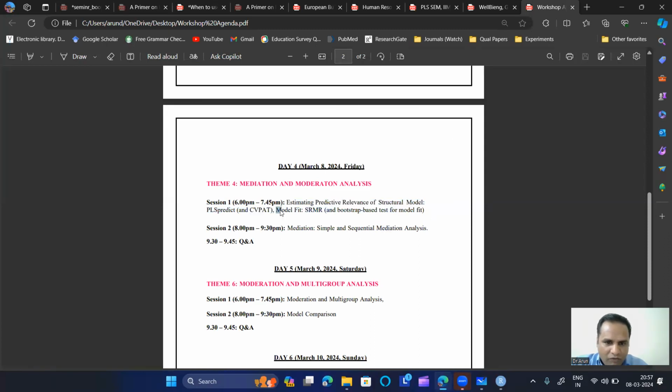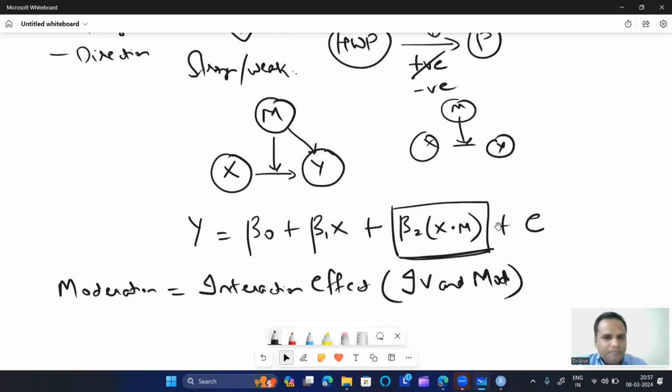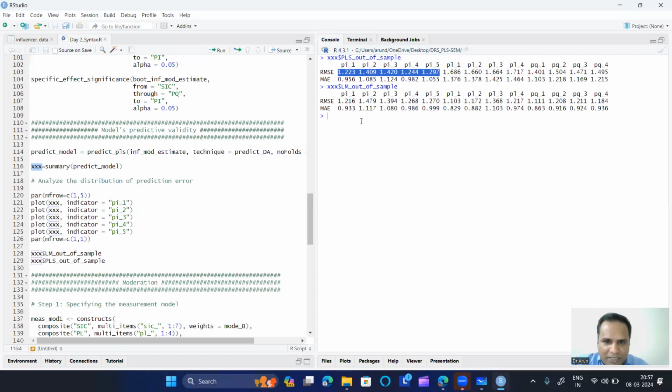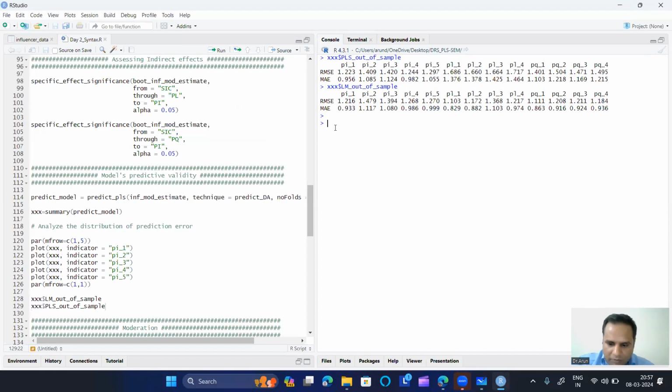And the SRMR model fit indices, which Sonam was asking about, are there in PLS-SEM but not in the seminar package. These model fit indices can be taught using the CSEM package. So this is the theory of moderation. I'll quickly sum up the revision part, and tomorrow let me use the CSEM package and teach you all the model fit indices and model comparison and all those things. Model comparison can be done very easily, but let me not restrict it.